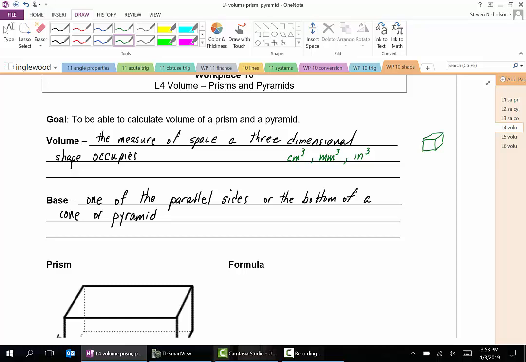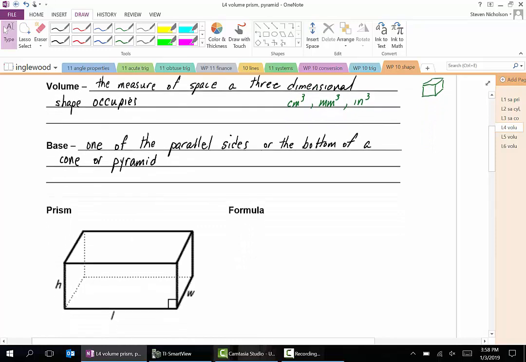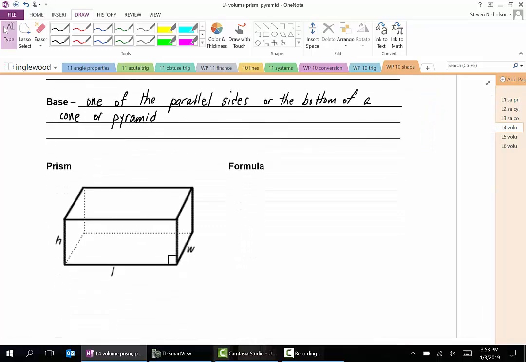Now, I mentioned this earlier, the word base. Base becomes really important when we talk about volume because every shape has a formula, and for many of the shapes, the formula depends on identifying the base. So in a prism, the definition of a base is one of the parallel sides, or the bottom of a cone or pyramid.